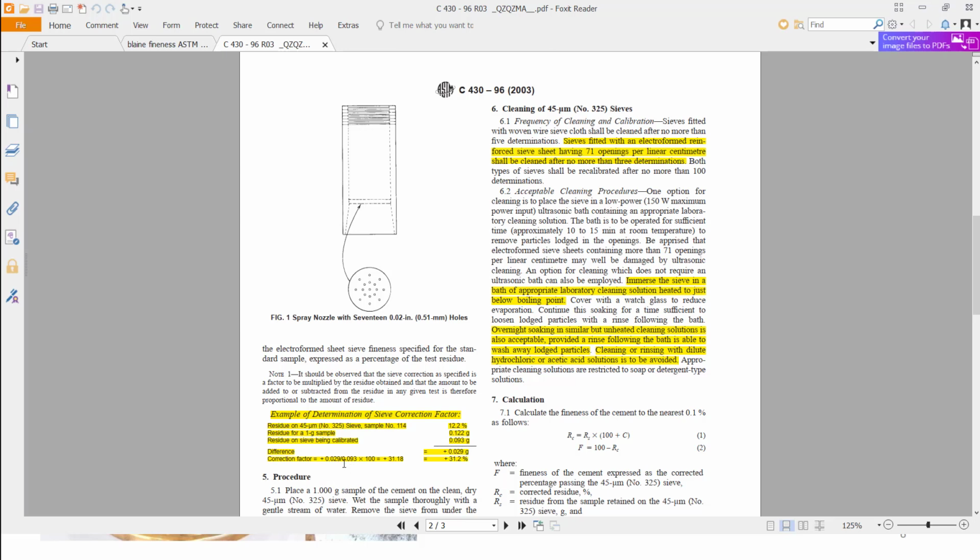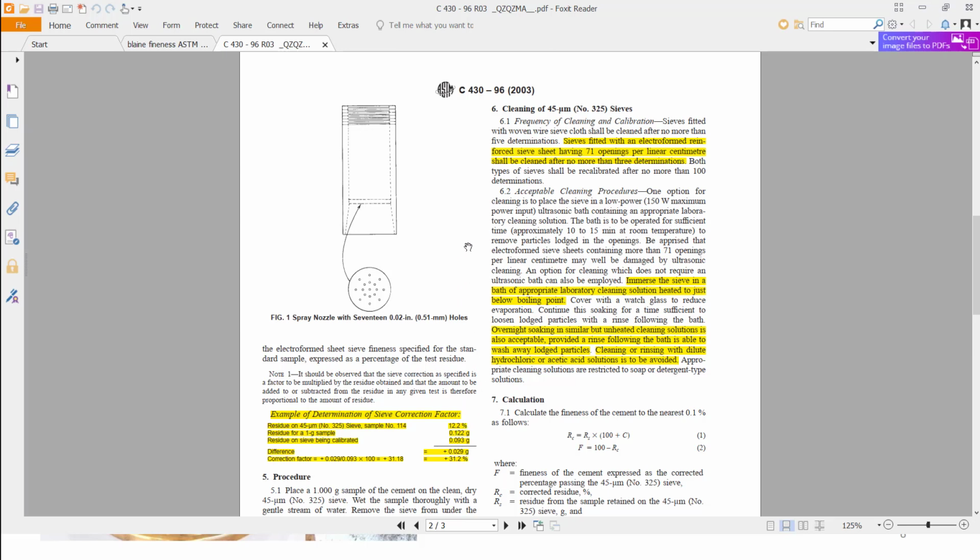This is a variation of 2.9 percent. So a 2.9% variation means that you will apply the correction factor of 31.2 to your result. Basically, this is a calibration of a sieve.